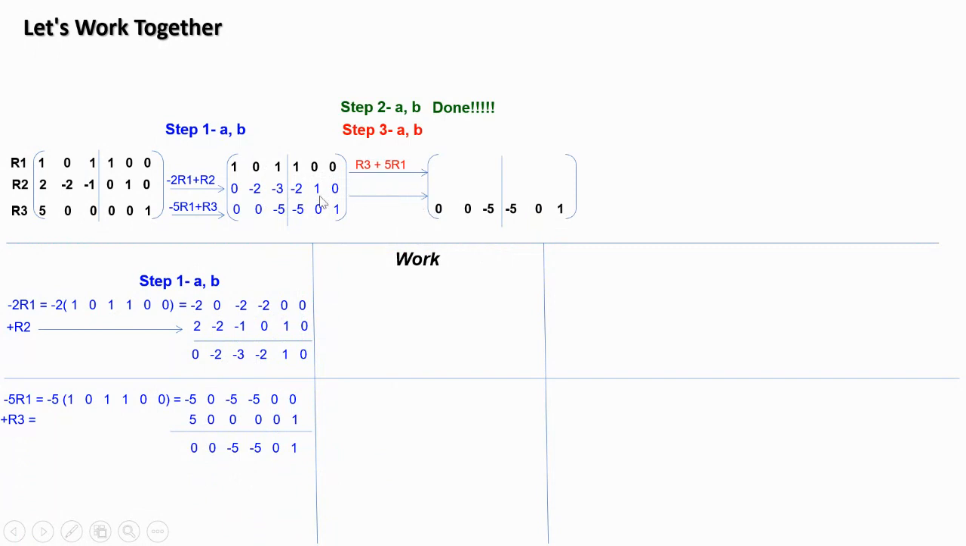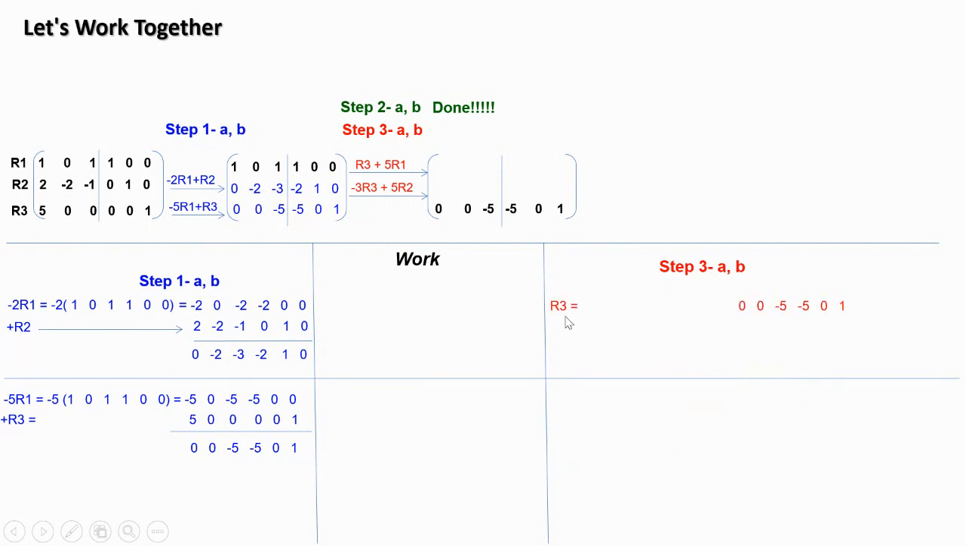Here we go. So it's going to be row 3 plus 5 row 1, because 5 times row 1 is going to give us a 5 here, and 5 plus -5 will give us a 0. But for part B, we have -3 and -5, so they're both negative. So one has to be multiplied by a negative. So I'm going to multiply -3 times row 3 and add it to 5 times row 2. And here's my work.